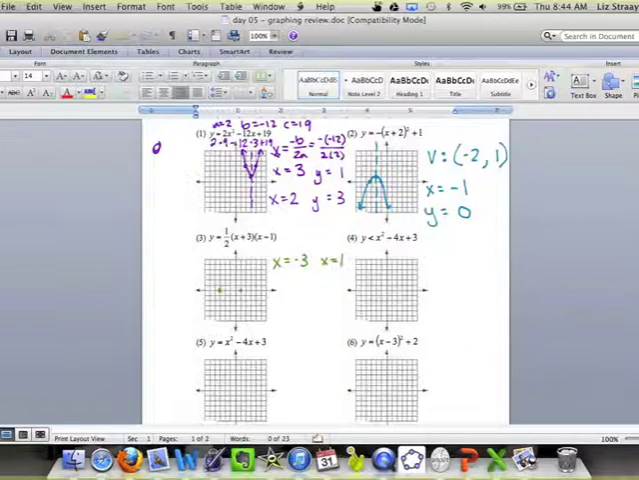Our symmetry line will be exactly halfway between those. So sometimes you can kind of eyeball it or count it out. Sometimes you might need to think about taking an average of those. So if I do -3 + 1 divided by 2, I get -1. So my symmetry line is -1, and that's the x value of our vertex.